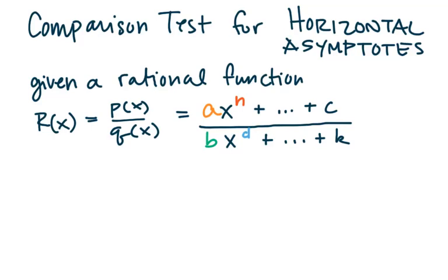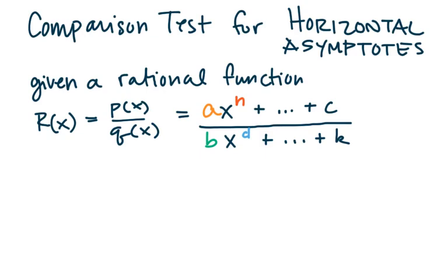So we already talked about our comparison test for horizontal asymptotes in a previous video, but we're going to do a couple examples, hopefully to help you get a better understanding of how to find horizontal asymptotes. So given a rational function, and a rational function is a ratio of two polynomials, a numerator and a denominator.